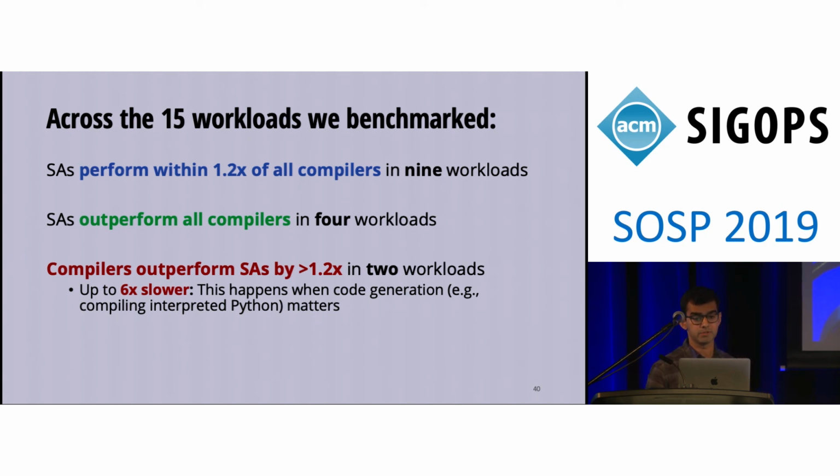And this generally happens when things like code generation actually matter. So if you have something like interpreted Python doing a bunch of string processing, SAs are still going to call that same code, whereas a compiler will actually JIT code for it. So that's where that performance difference comes from. We have a bunch of other analyses in the paper that describe where specific speedups come from, and I encourage you to look at the paper for that.